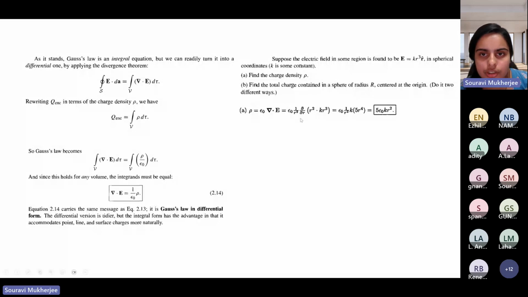So this is your expression of spherical coordinates, like divergence in spherical coordinates.